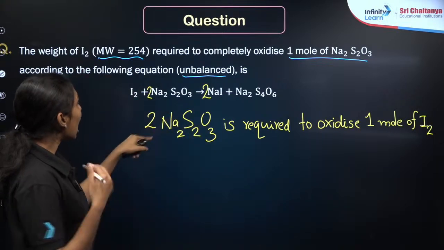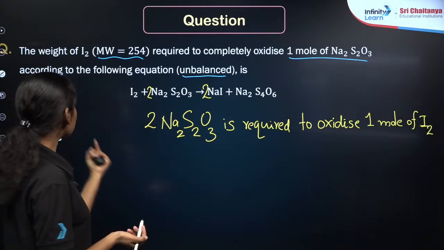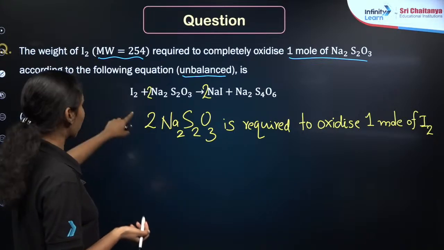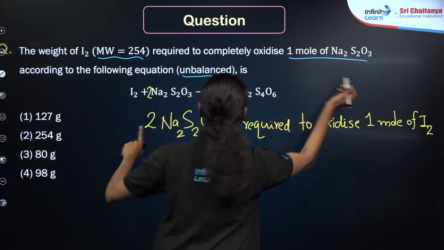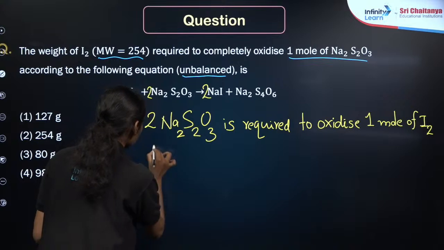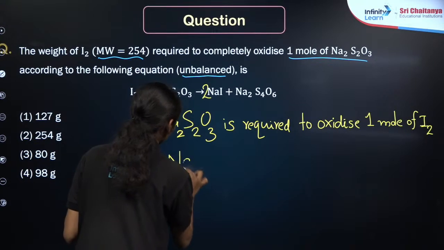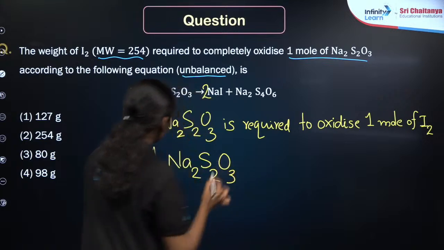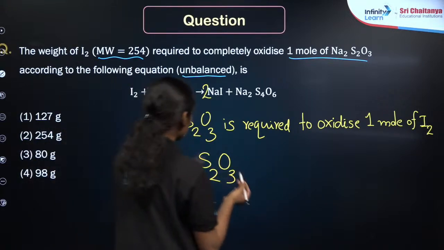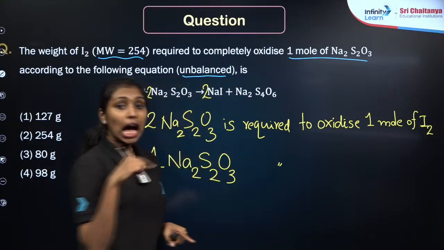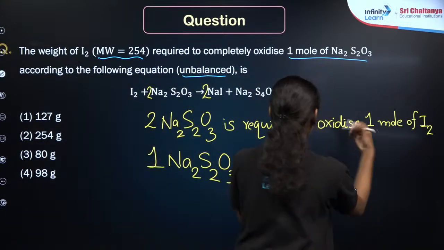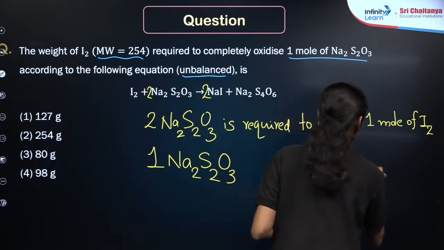Here the question is, how many moles, or how much weight of iodine is required for 1 mole of Na2S2O3? Whenever we are taking 1 mole of Na2S2O3 here, it means 1 mole of Na2S2O3 is required to oxidize how many moles of iodine? 0.5 mole, right? Half of this, 0.5 mole of iodine.